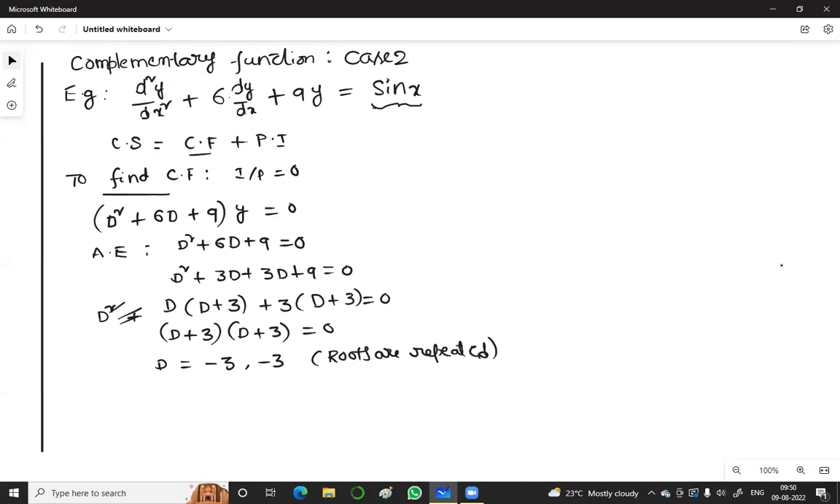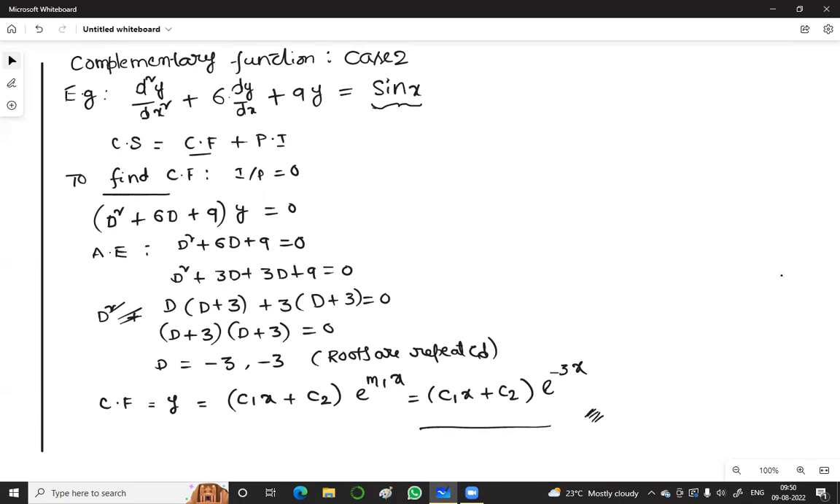So in that case, how to write complementary function? That is, the complementary function is nothing but y is equal to c1x plus c2 into e to the power m1x, because there is only a single root. So how to write? C1 is an arbitrary constant, C2 is an arbitrary constant, e to the power, what is m1 repeated two times? Minus 3. So e power minus 3x. That's it. This is the solution of the given differential equation.